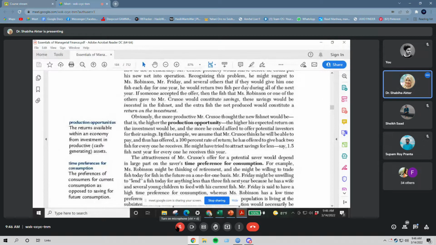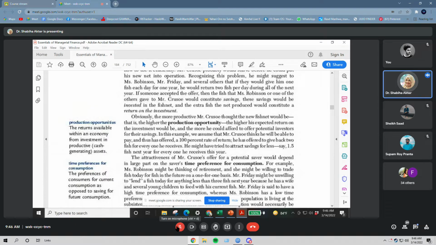So in this example, we assume that Mr. X thinks he will be able to pay, and thus has offered a 100% rate of return to the investor. 100% return means একটা করে ফিশ সে নিচ্ছে বা দুইটা করে ফিশ সে রিটার্ন করছে। So 1 and 2, obviously it's 100% return, right? So 5টা ফিশ নিয়ে যদি 10টা ফিশ রিটার্ন করতো তাহলেও সেটা 100% রিটার্ন হতো, যেটা কিন্তু ডাবল হয়ে যাচ্ছে। So 100%. He has offered to give back 2 fish for every one he received, so 100%.